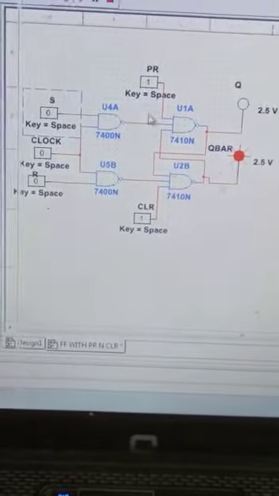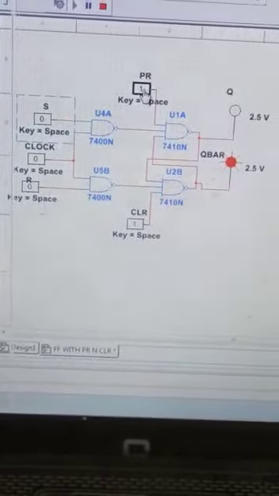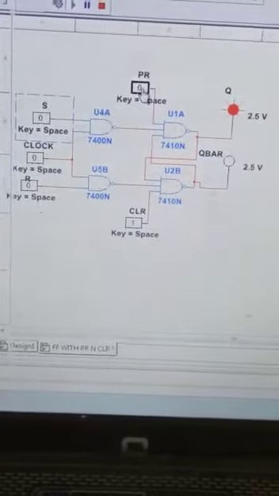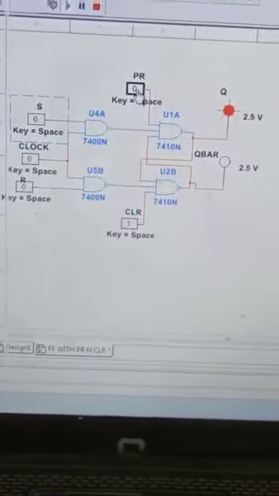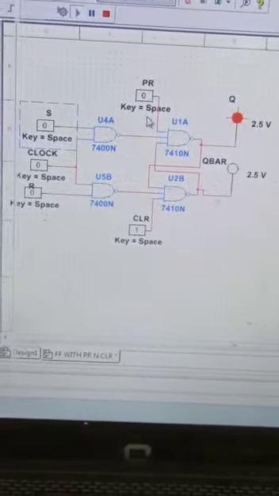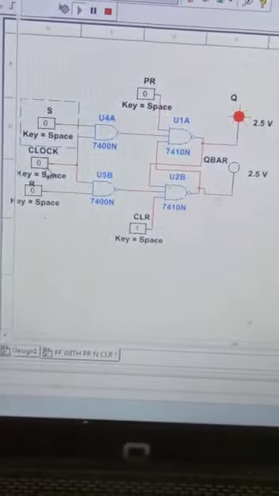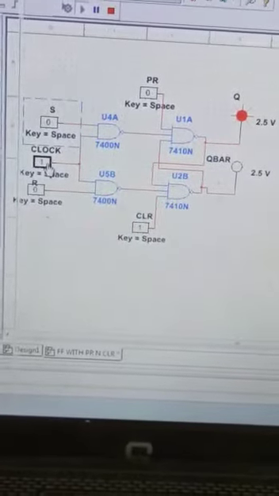Now suppose I want to preset the flip-flop. Okay, so I will make this 0. See, it gets set. Whether clock is 0 or 1, that will not bother these two inputs. Now suppose if clock is 1, then also it will work.